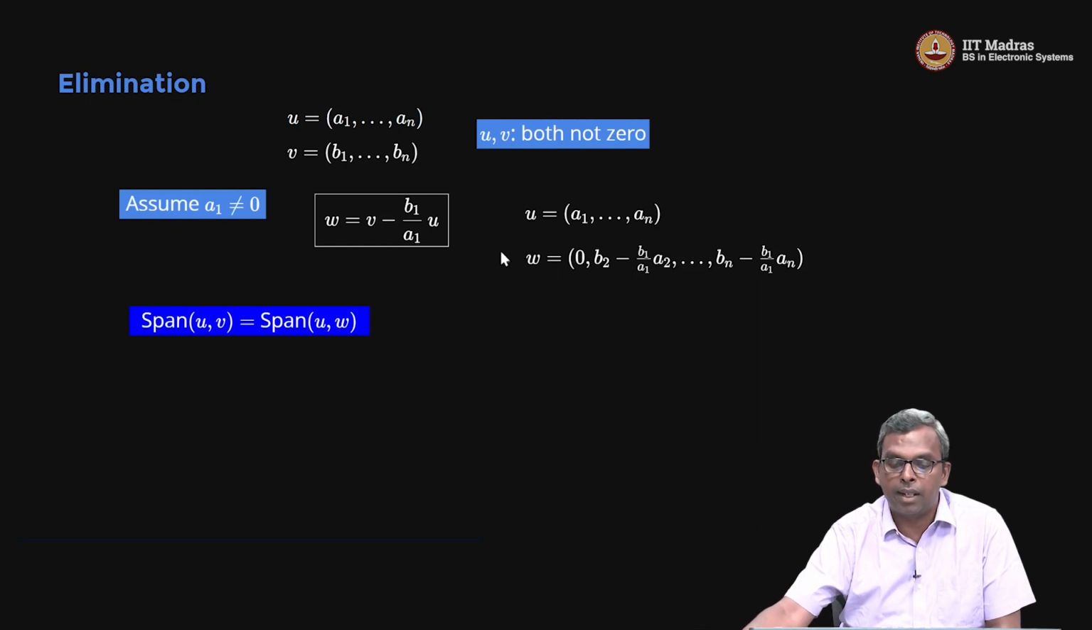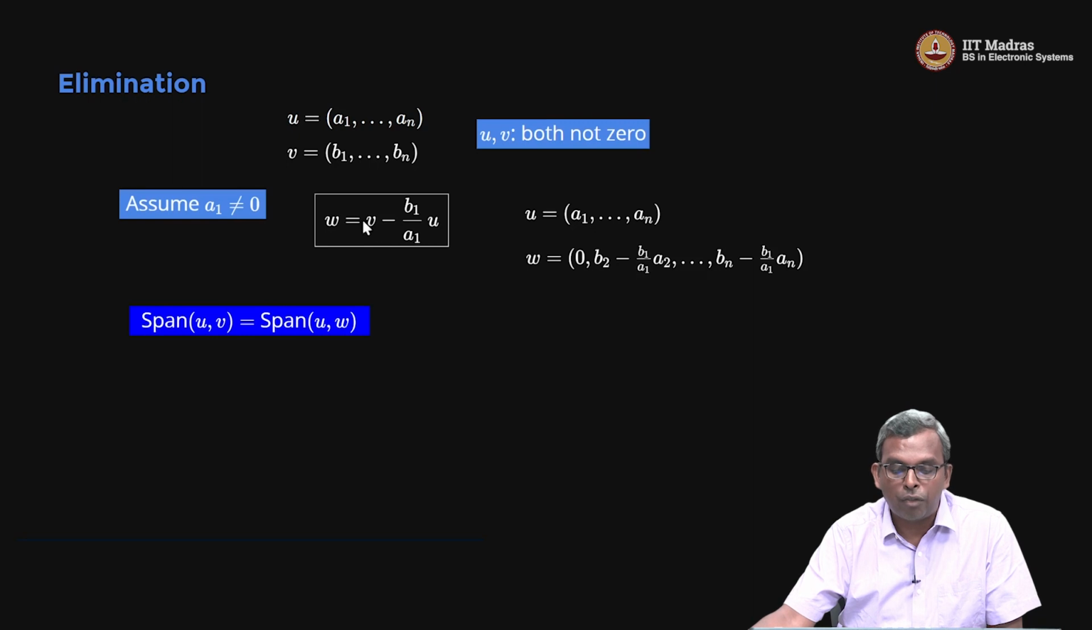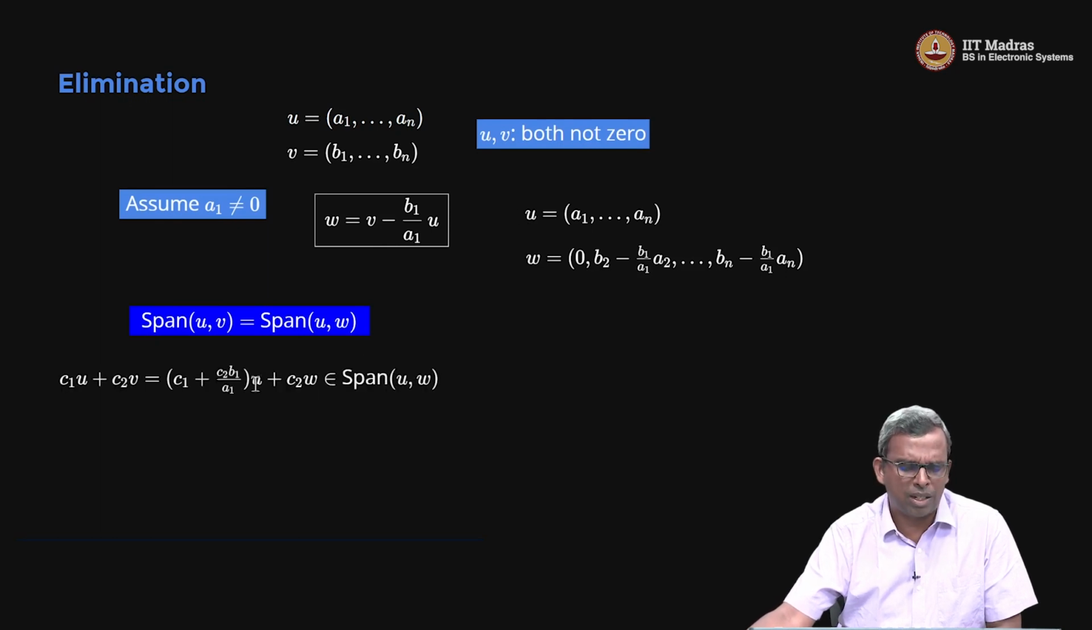Okay, so this is a slightly non-trivial sort of fact, a very simple fact. Nevertheless, this is the crux of the argument here. Even after elimination, you have not lost the span. Span of uv is the same as span of uw. Okay, so why is this true? Here's a quick proof. You can see very easily that a linear combination of uv can be written as a linear combination of uw. So every linear combination of uv also belongs to span of uw.